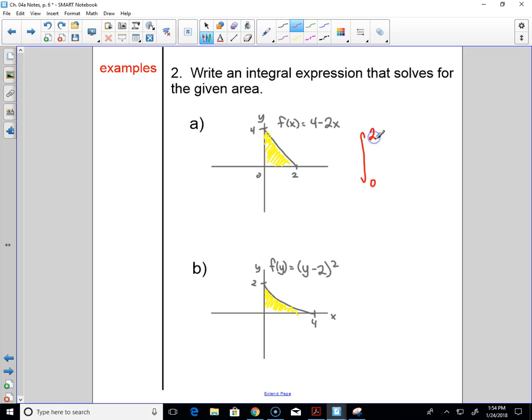From 0 to 2, because everything is in terms of x, of the function 4 minus 2x. If the bell rings, give me one more second. How would we solve this one?